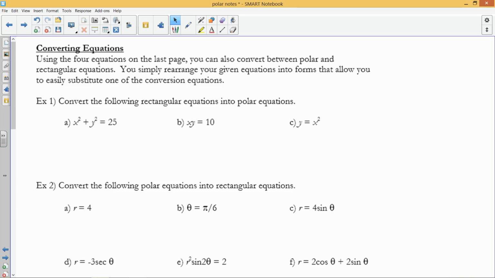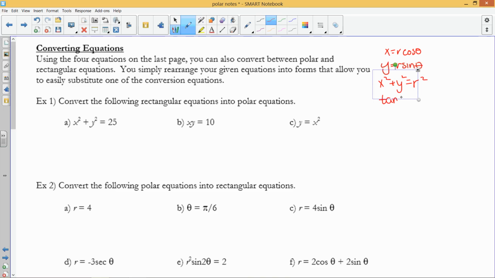So you definitely need to do some conversions of equations, and in order to do that, you need to have those 4 equations really memorized. So you need to know x equals r cos theta, y equals r sine theta, x squared plus y squared equals r squared, and tan theta equals y over x. And then you basically just do a substitution from there.